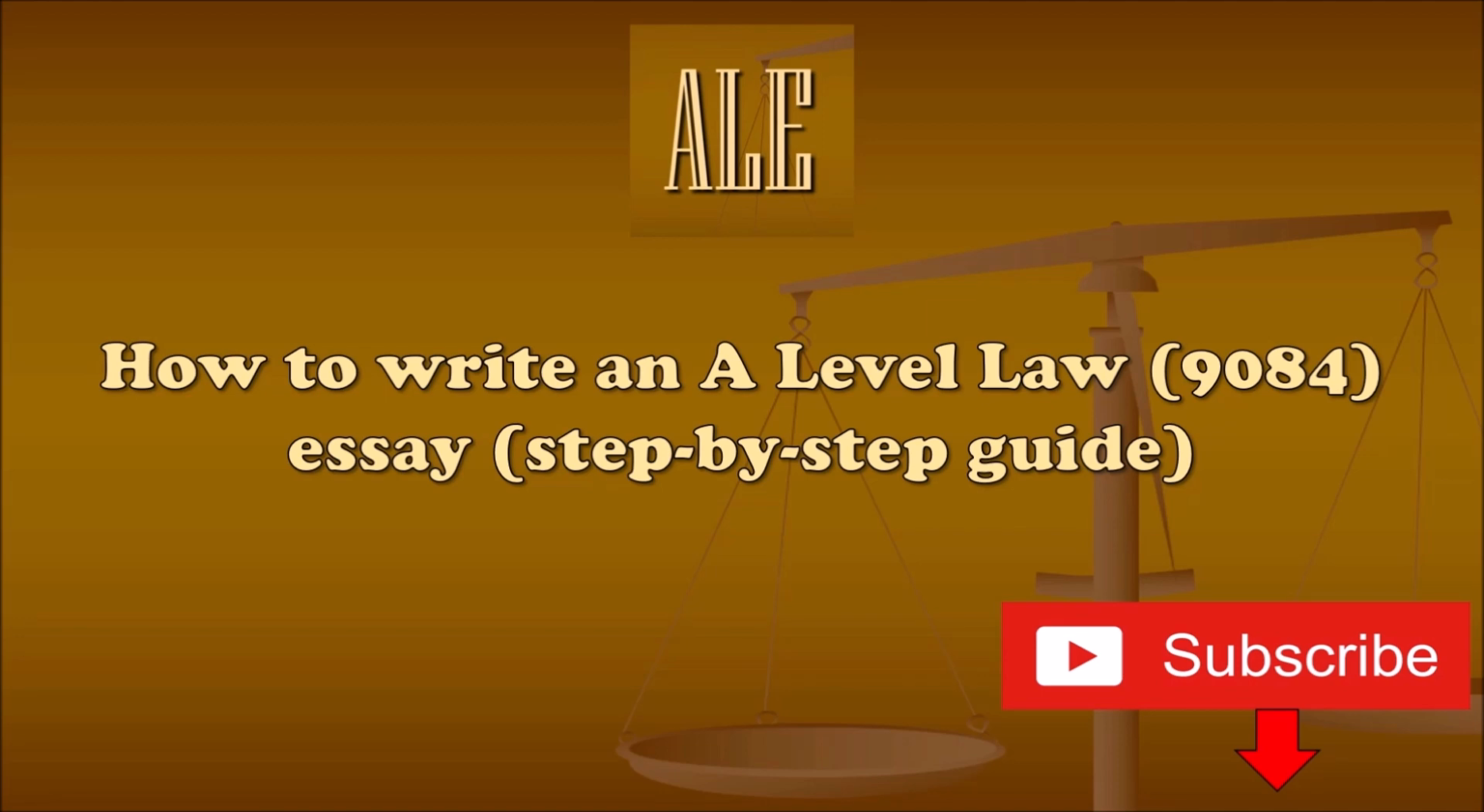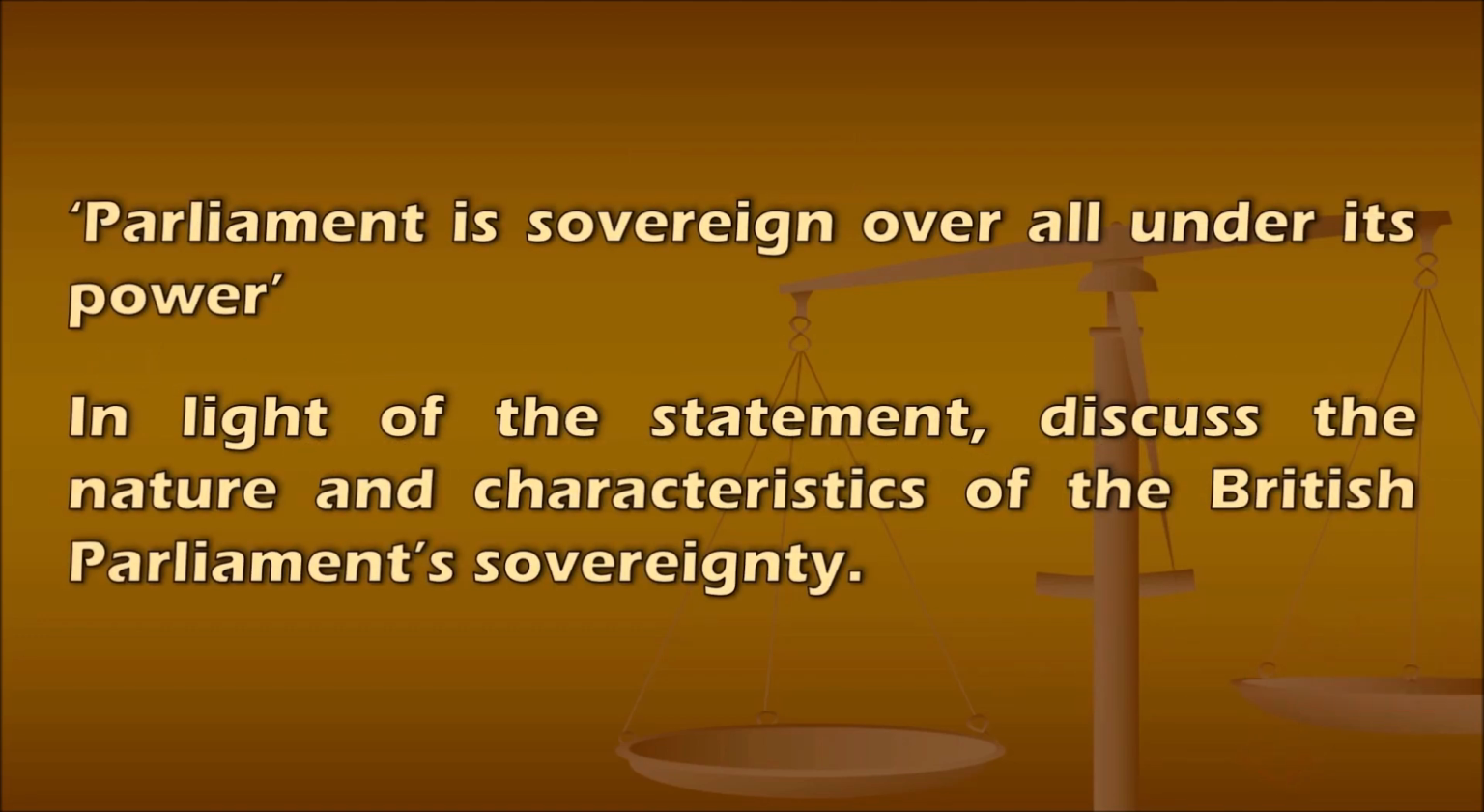With that said, let's get started with part 1 of video guide number 7. Today's question reads, "Parliament is sovereign over all under its power. In light of the statement, discuss the nature and characteristics of the British Parliament's sovereignty." From the question, we can infer that it covers the chapter legislation, and the focus of the question asks us to discuss the nature and characteristics of Parliament's sovereignty whilst considering the statement.